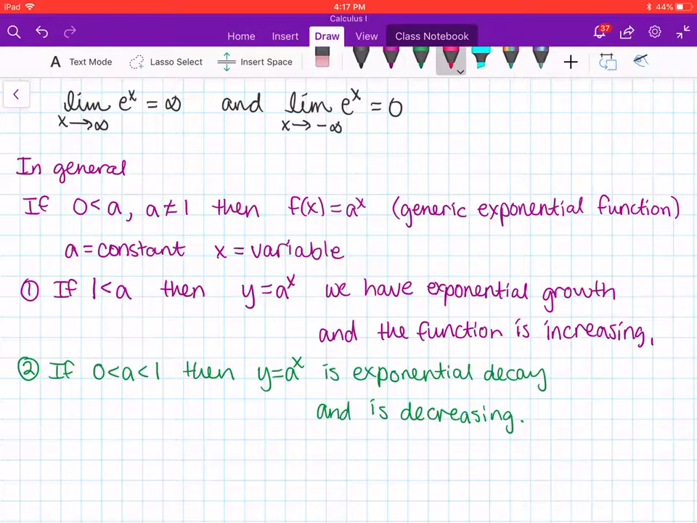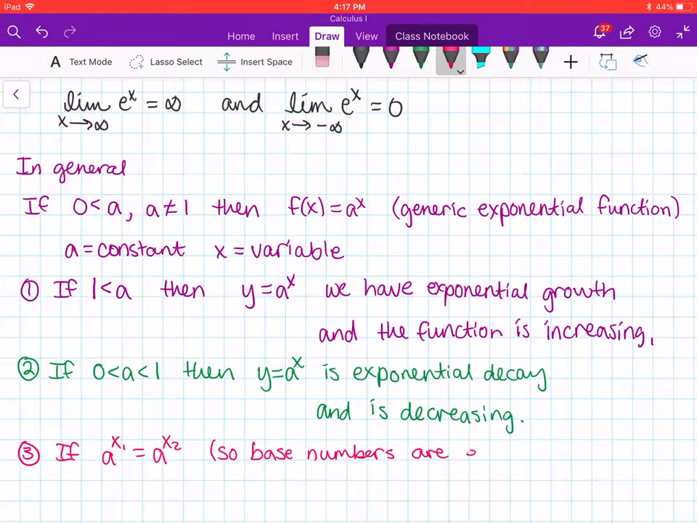One more item. If a to the x1 equals a to the x2, so the base numbers are the same, then, wonderful property of exponential functions, it says that your exponents have to be equal. Alright, that'll do it for this one. I'll see you in the next video.